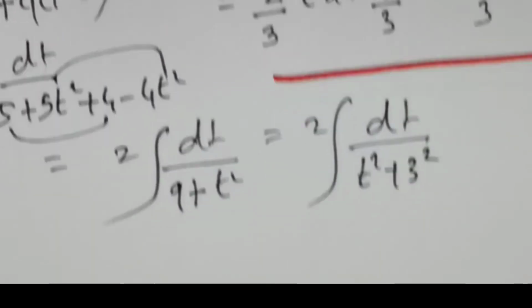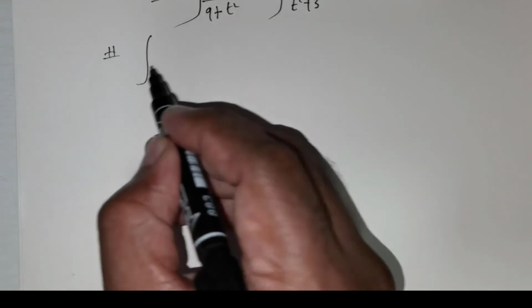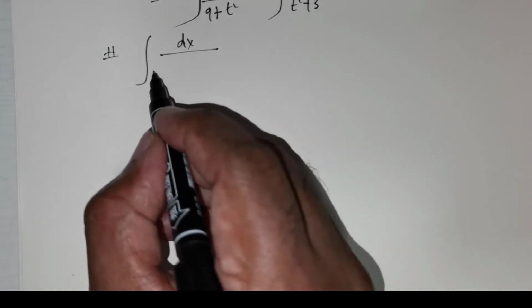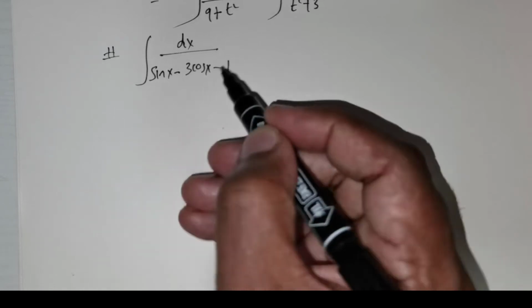Okay, now to prove the shortcut I'm going to do another question. So this is question number 2. We are expected to integrate integral dx over sin x minus 3 times cos x minus 1.